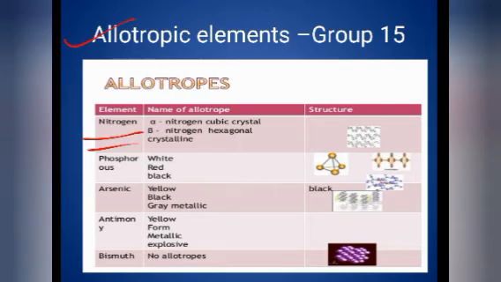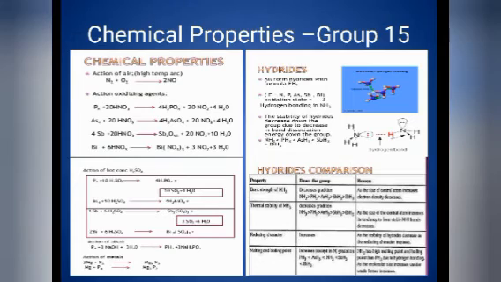Basically, nitrogen has allotropes, alpha and beta, that are a nitrogen cubic crystal and a nitrogen hexagonal crystal. Phosphorus is white, red and black, which we will study. Arsenic is yellow, black and grey metallic. Antimony is yellow form, metallic and explosive. Bismuth has no allotropes. So these are the basic information about group 15.